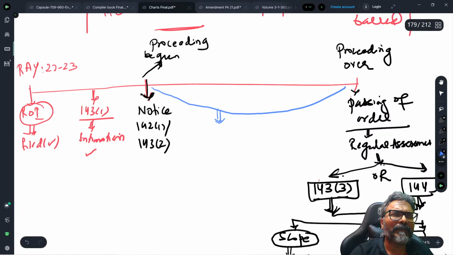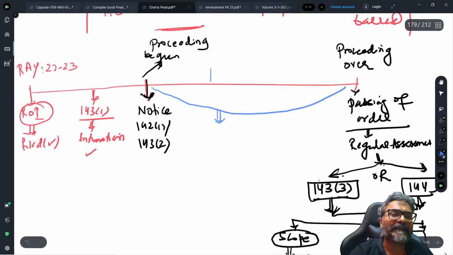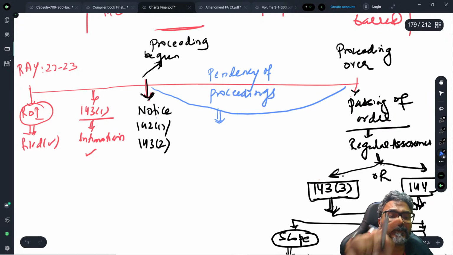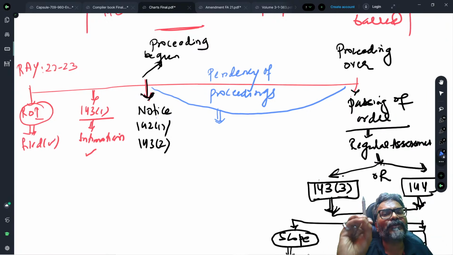Between the point of notice till the point of order, we will say this entire phase is a pendency. The proceeding is pending. So there is a pendency of proceedings in between. Which proceedings are going on? The assessment proceedings. So this entire phase, students, we will say is a case of pendency of proceedings.